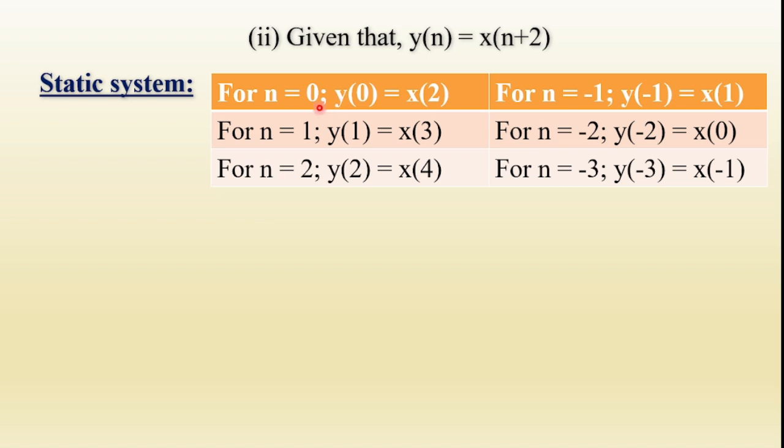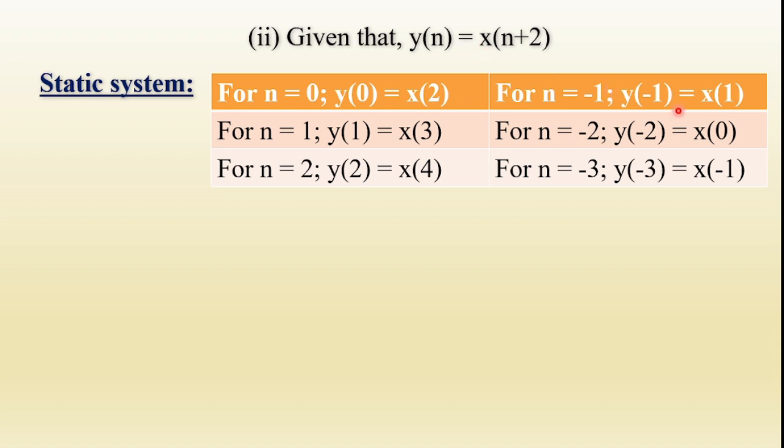Now here what is the present value? n is equal to 0 is the present value. And the output depends on future value of the input. Hence, the given system is dynamic system. And let's substitute n is equal to minus 1. For n is equal to minus 1, substitute n is equal to minus 1 into this equation.